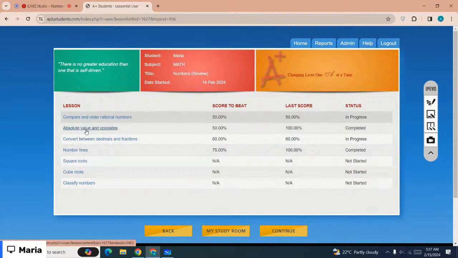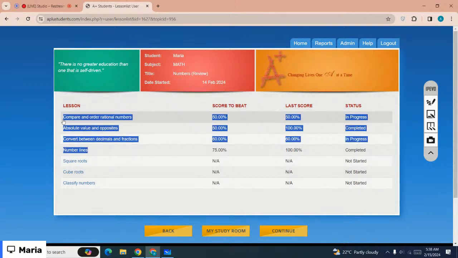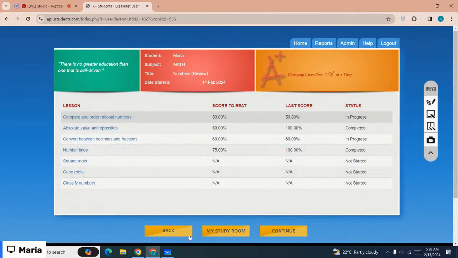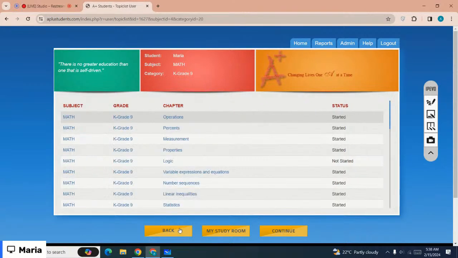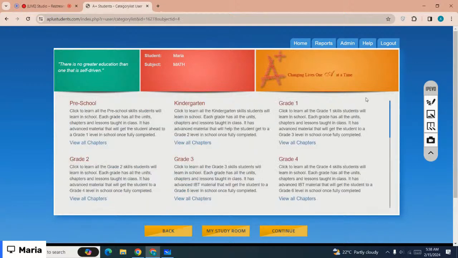We'll do the next lesson in the next session, right? So today we are working on grade 9 math. The chapter we're working on is numbers. And the lessons we have covered today are compare and order rational numbers, absolute value and opposites, convert between decimals and fractions, and the one we have just finished is number lines, right? So please make sure before the next session you complete all the practice questions for the lessons we just did. That is your homework until next session, right?